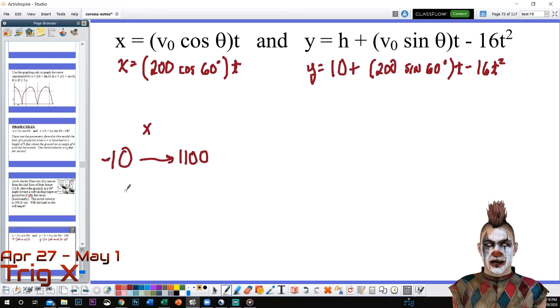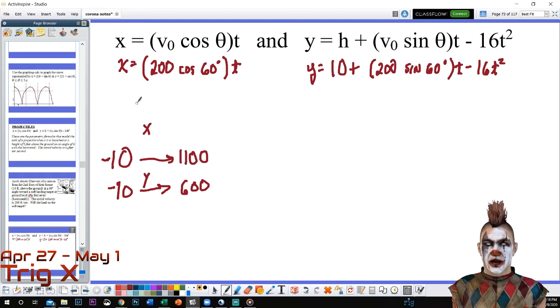I'll just guess. Again, I like to give some negatives there. Let's go -10 up to, I don't know, let's see if 600 is enough. If not, I can always change it when I graph. So that would be my y.